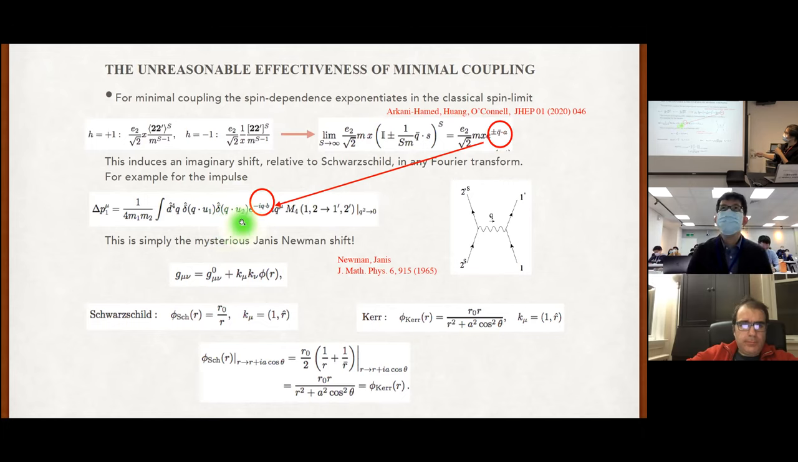So the difference between a spinning and a non-spinning object will be this exponential factor, which when you put it in here, you see that it just shifts this Fourier transform. In other words, this b, which is the impact parameter, when the thing is spinning, is just shifted by a complex shift. And this exactly explains what was observed in 1960 when people were studying black hole solutions.